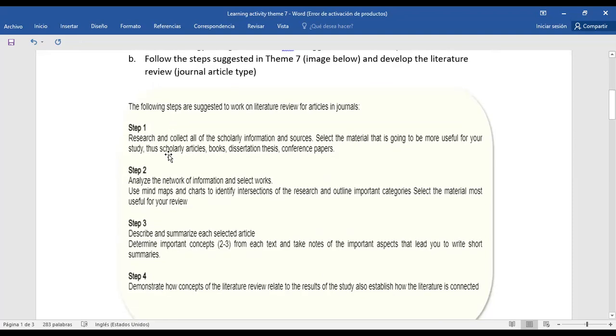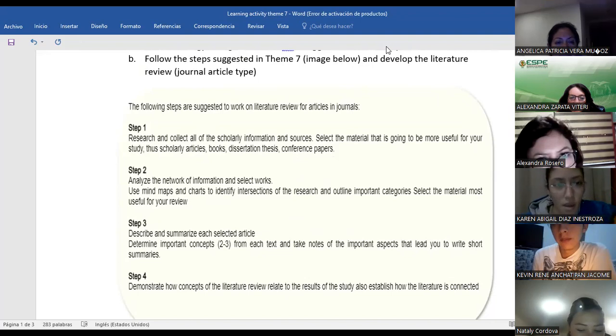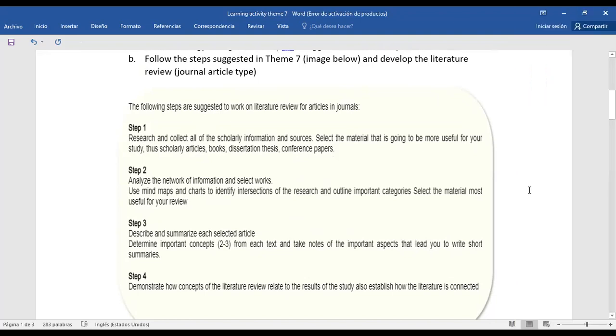So here we have these steps. We are going to read the steps, and if you have any question, you ask me. Or if I consider something that is important to emphasize or expand, I also will do it. Let's see, step 1. People don't want to read. Karen, can you read step 1, please? Sure. Step 1. Research and collect all the scholar information and sources.